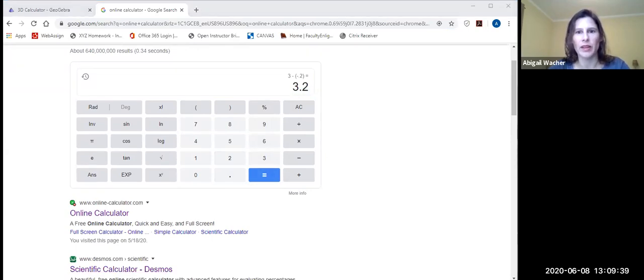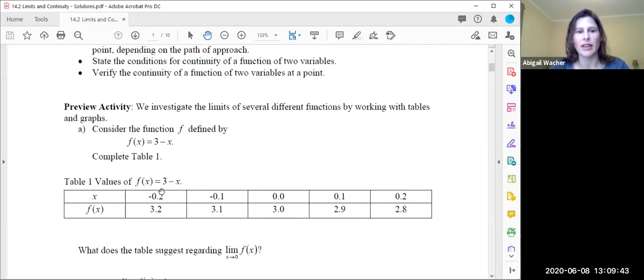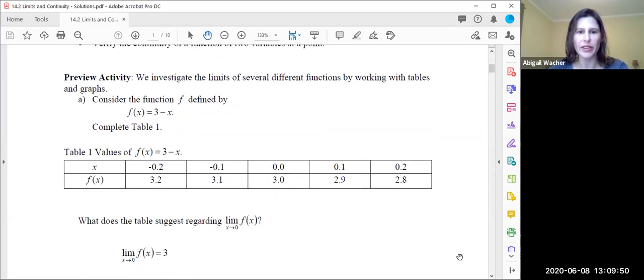All right, so let's go back to our page. And then you see that at x equals -0.2, you get f(x) equals 3.2. Okay, good. So you do the same with x equals -0.1, x equals 0, x equals 0.1, and x equals 0.2, and then you get your f(x). And here are the solutions.